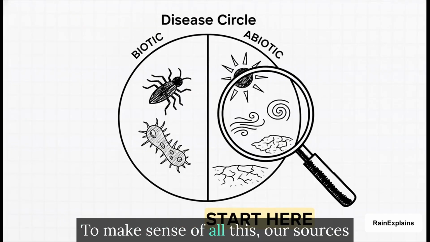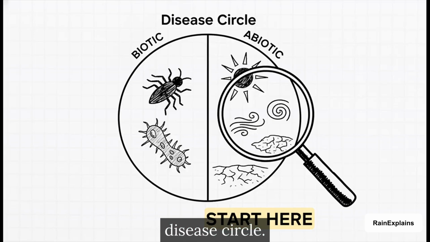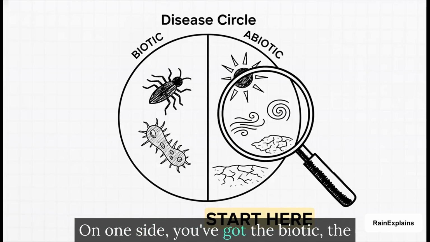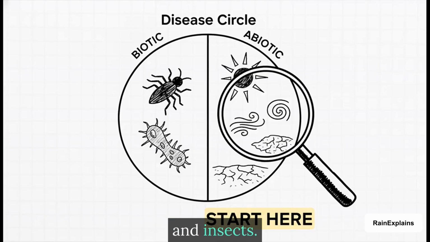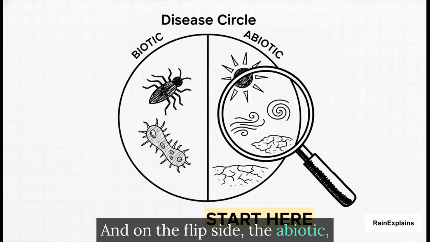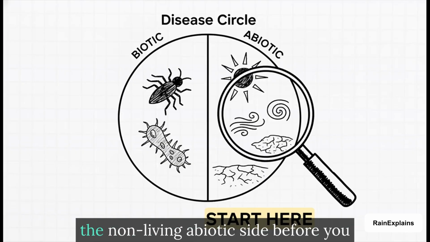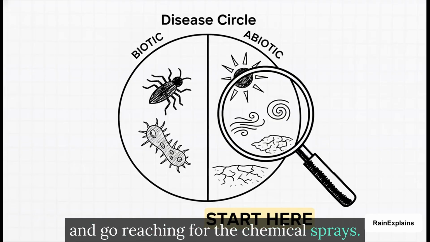Okay, so let's break this down a bit more. To make sense of all this, our sources point to a conceptual model called the disease circle. It basically splits plant damage right down the middle. On one side, you've got the biotic, the living organisms like viruses, bacteria, and insects. And on the flip side, the abiotic, non-living stressors. The golden rule of plant diagnostics is that you have to systematically rule out the non-living abiotic side before you ever assume an infection is contagious and go reaching for the chemical sprays.